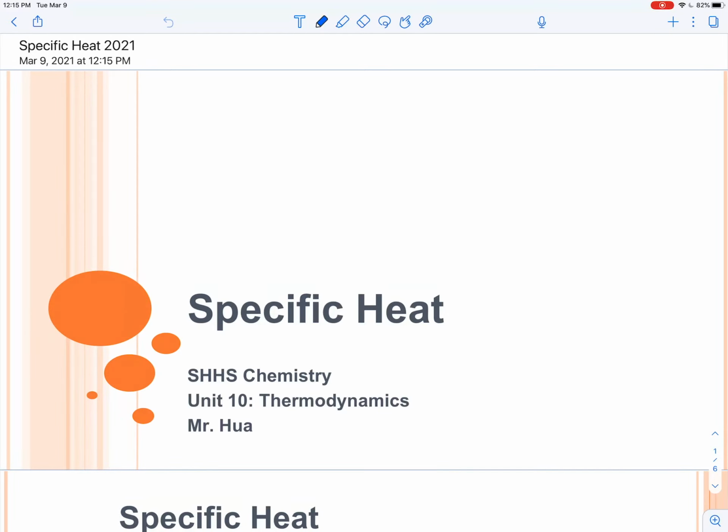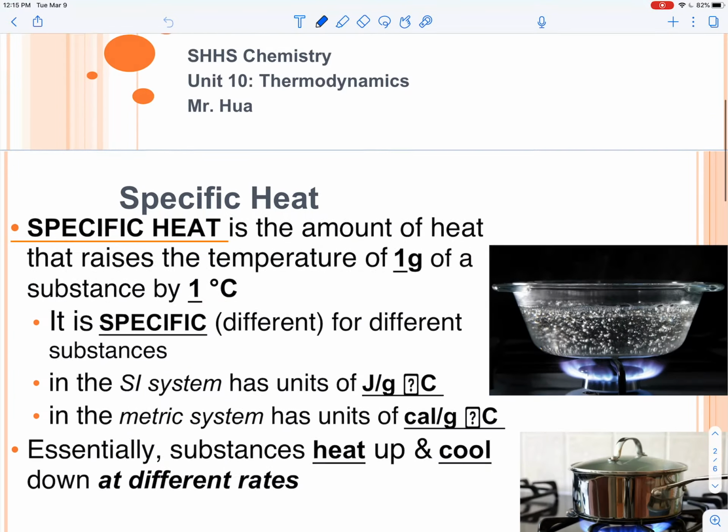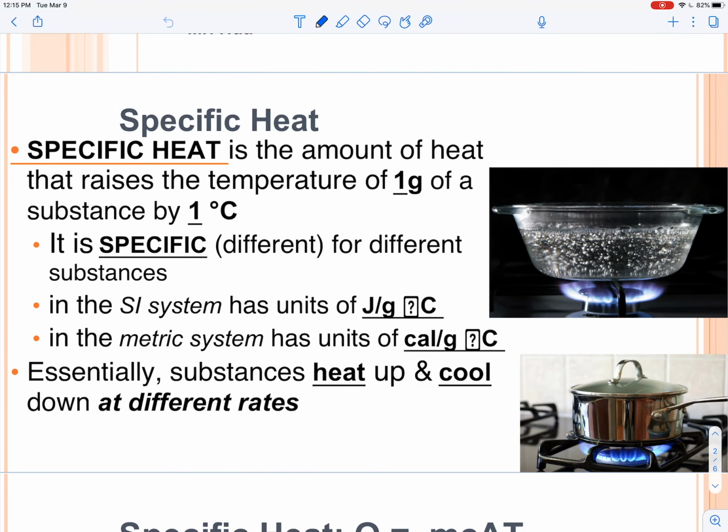Hi everyone, today we are talking about specific heat. So what is specific heat? It's how much energy or heat is needed to raise the temperature of 1 gram of a substance by 1 degree Celsius. We call it specific heat because it varies depending on the different substances. The units in the SI system are joules per gram degrees Celsius, or in the metric system it's calories per gram degrees Celsius.